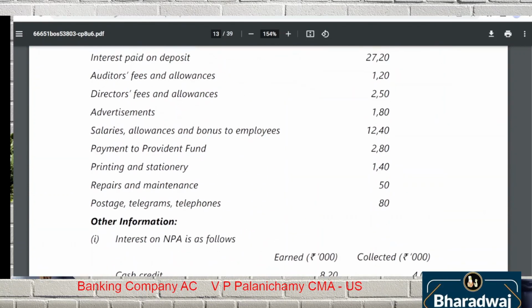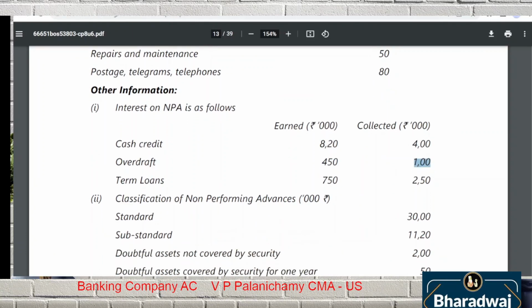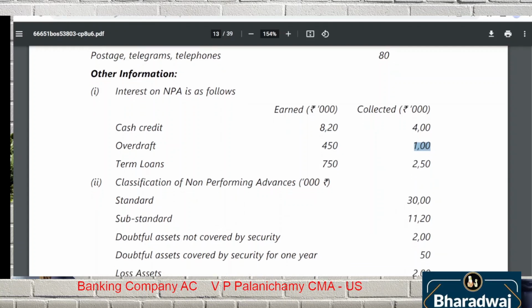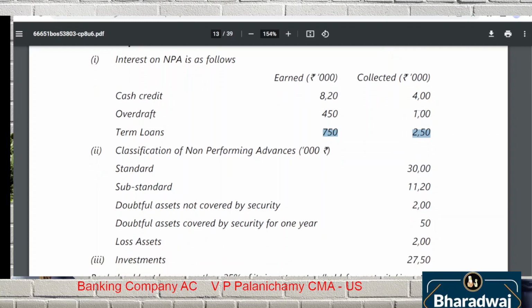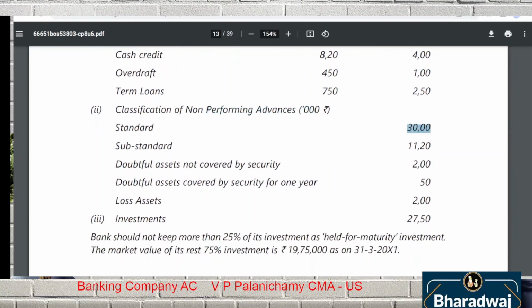Interest on cash credits, interest on OD, interest on term loan. On NPA, whatever is not collected cannot be taken as income. So it's like 750, right? 250 is only collected. Remaining 500 is not collected. Whatever is not collected cannot be recognized as income. That must be eliminated. So they have given standard, substandard, doubtful assets up to 1 year, loss assets. That is for provision for bad debts.